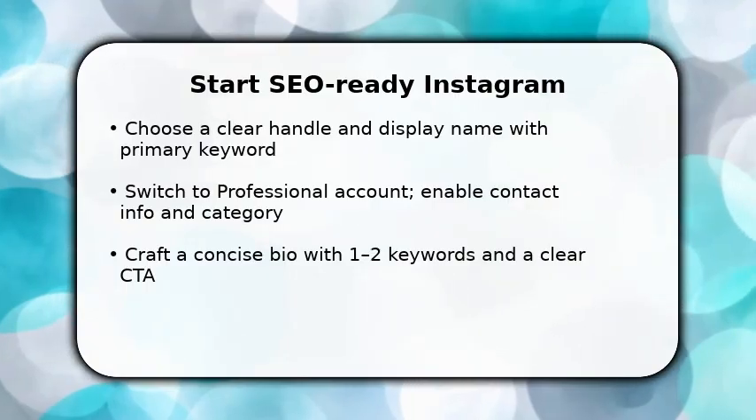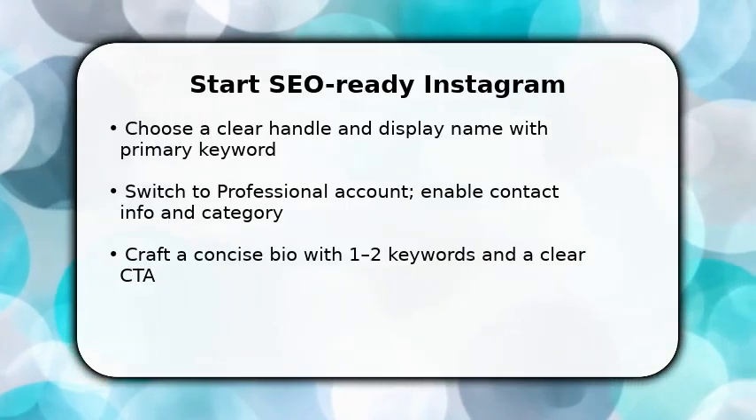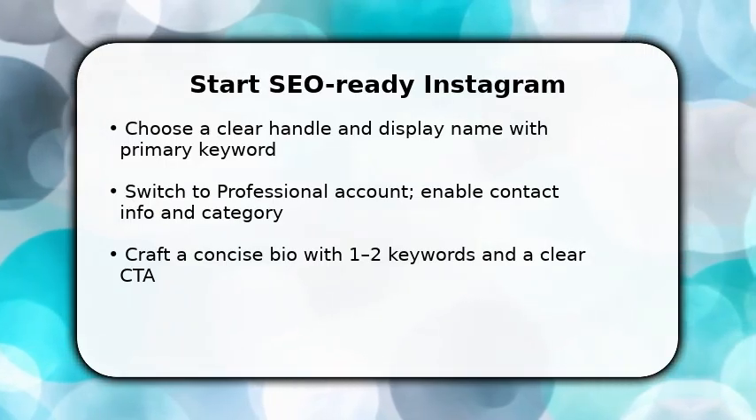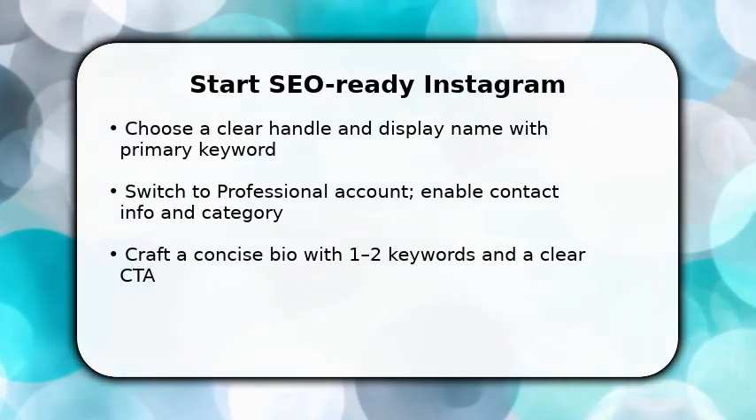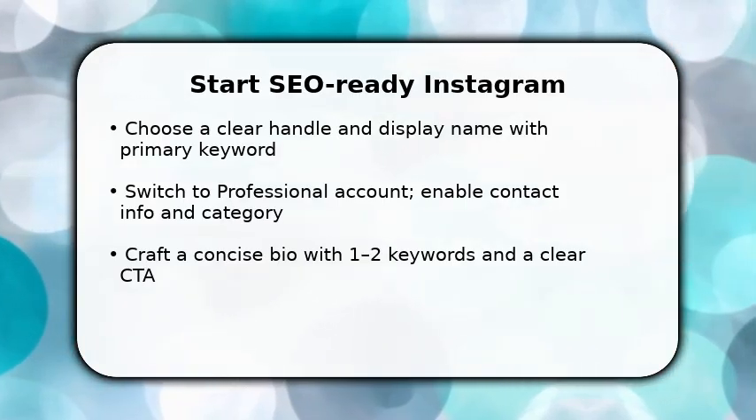You start by making search decisions that matter. Pick a handle and display name containing your main keyword so Instagram search indexes it. This drives discoverability. Once done, switch to a professional account and set category and contact fields so signals are complete.